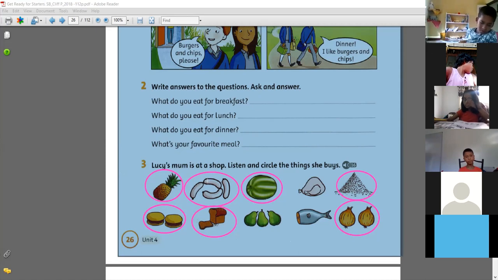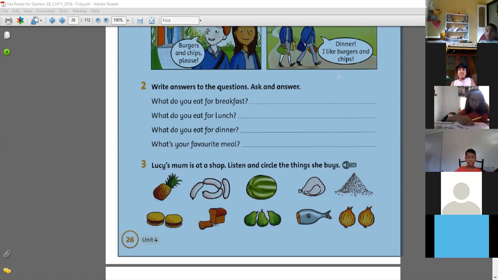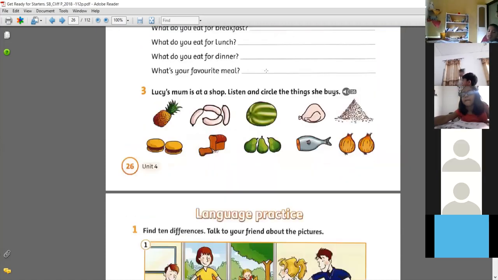All right, you can see the answers. Pineapple, then sausages, then watermelon, rice, onion, bread, and also burgers. Have you already circled them? Yes. Okay, good. So these are the things that she has bought.